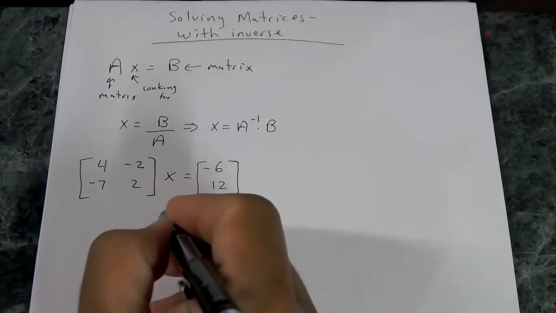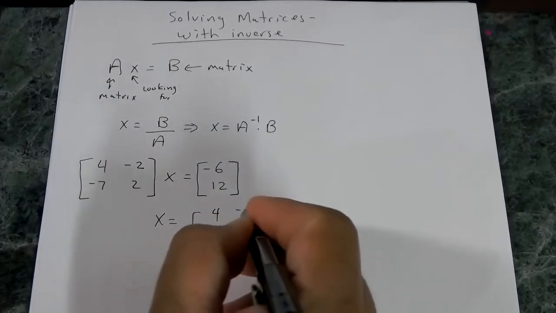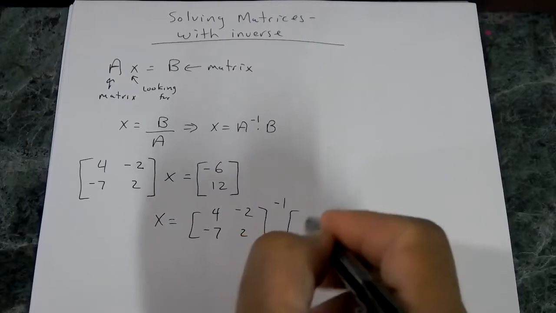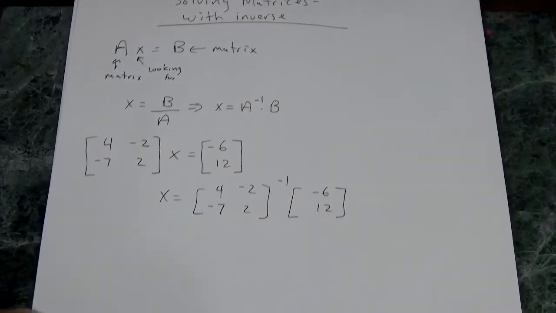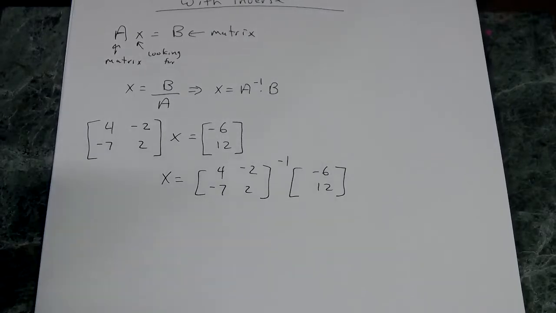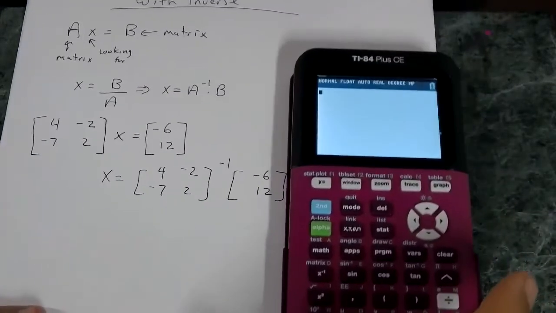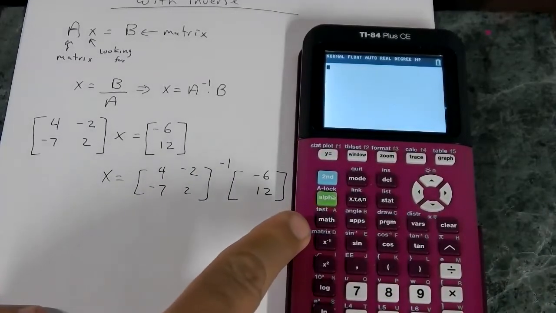So in essence, X would be the inverse of this matrix times this matrix. So now you have to find the inverse of a 2 by 2, which we showed you how to do. Or you can use your handy dandy calculator to do it.